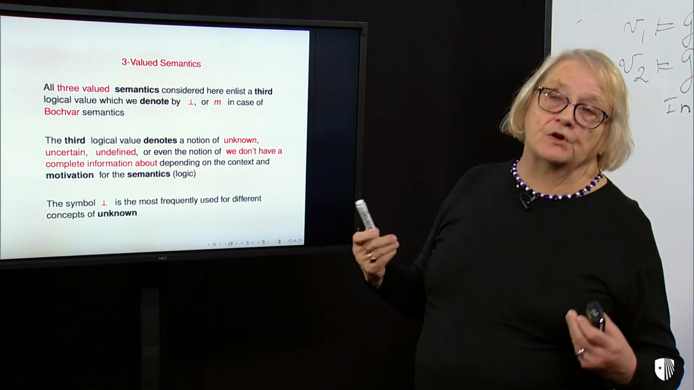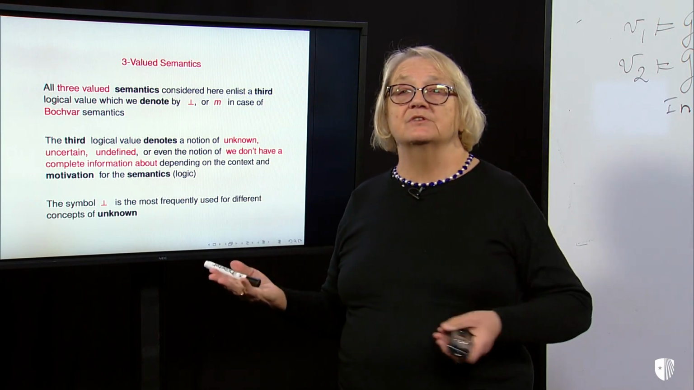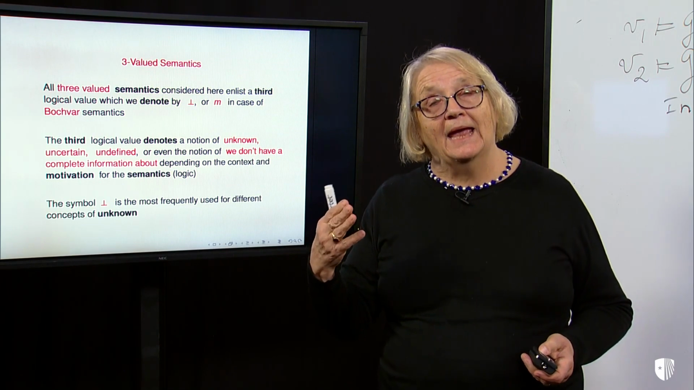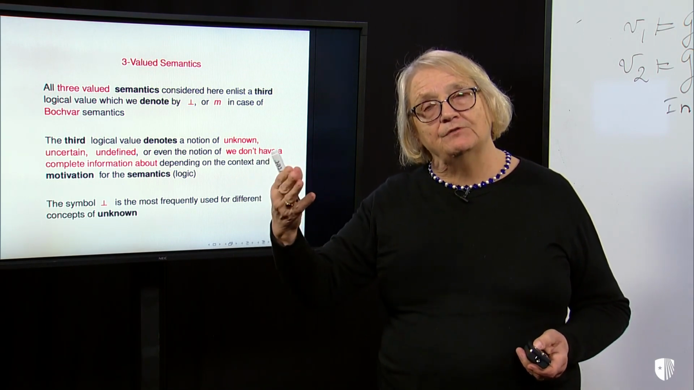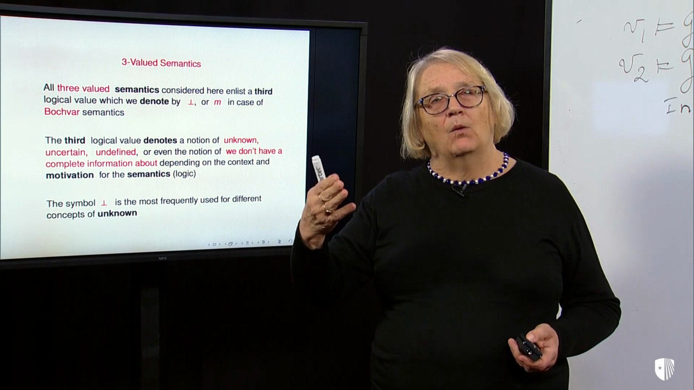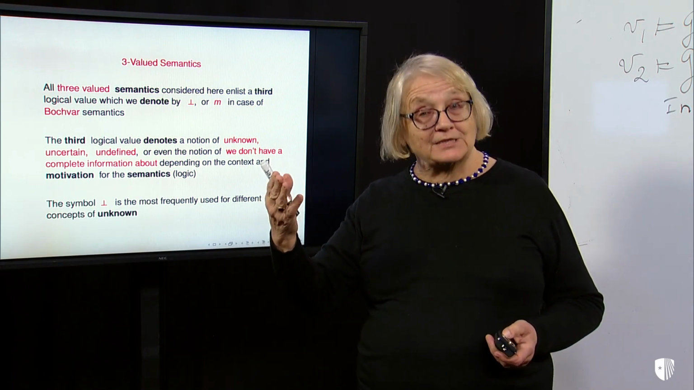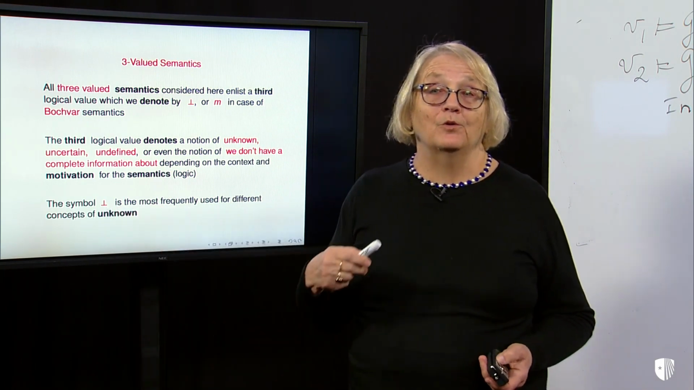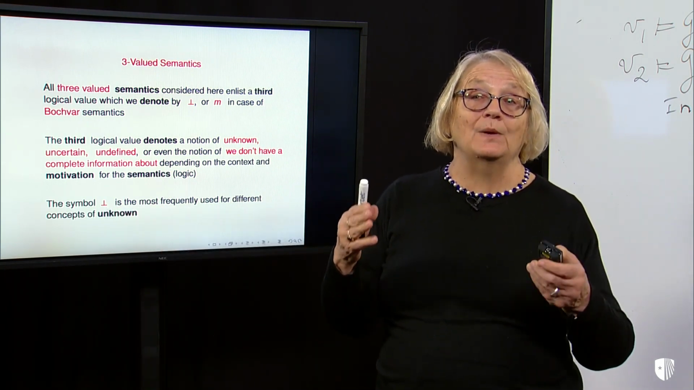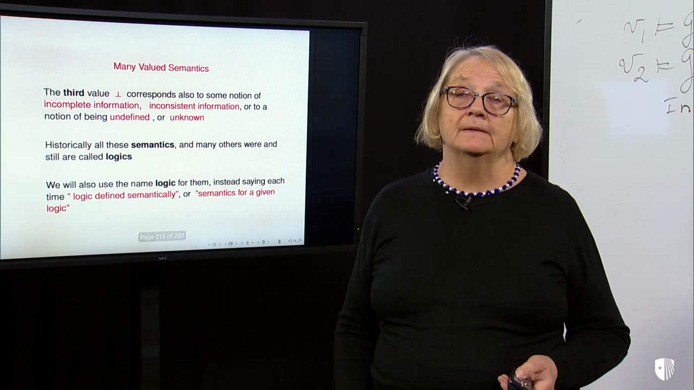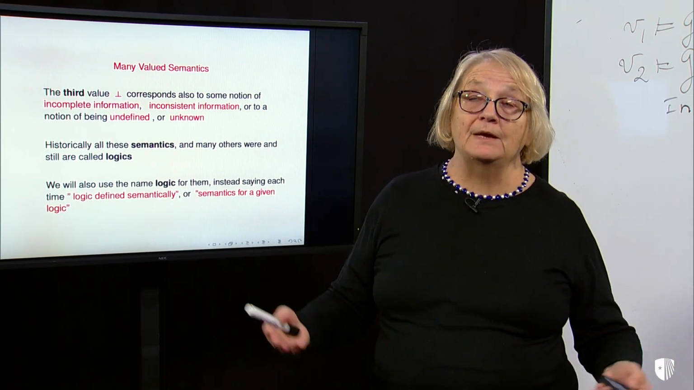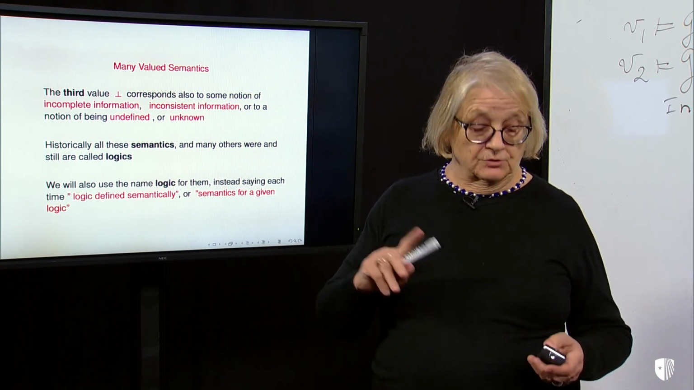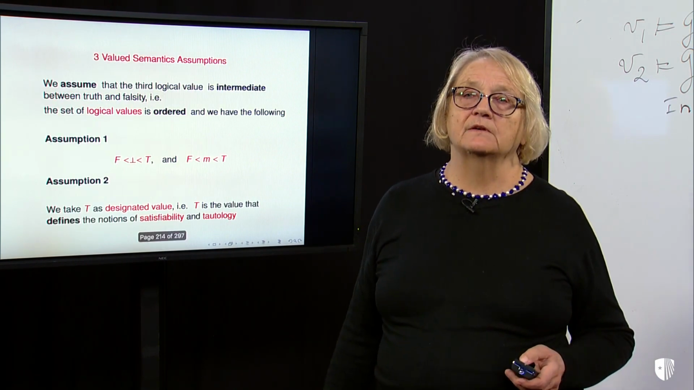And that third logical value denotes unknown, uncertain, undefined, whatever the symbol is. And different semantics or different motivations explain why, because this is extensional logic, you define your connectives in such a way, because you have motivation for that. So it can be incomplete information, inconsistent information, undefined, unknown, and we say that this logic is defined semantically.